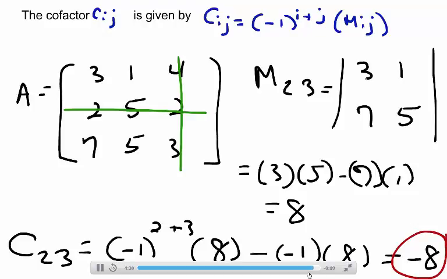So there's a quick introduction on finding minors and cofactors of a 3 by 3 matrix.